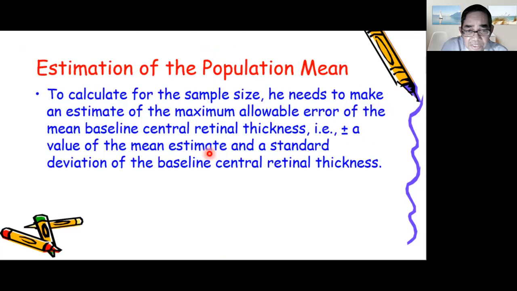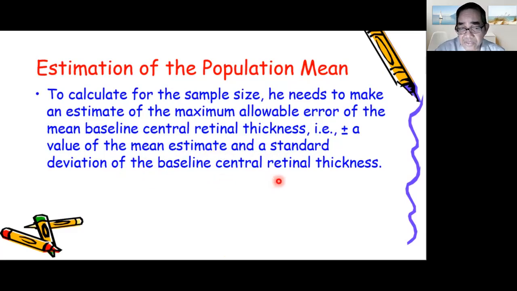And to calculate the sample size, he needs to make an estimate of the maximum allowable error of the mean baseline central retinal thickness. And that's a plus or minus value of the mean estimate. And this plus or minus value, this maximum allowable error, is arbitrarily assigned by the investigator. And he also needs a standard deviation of the baseline central retinal thickness.